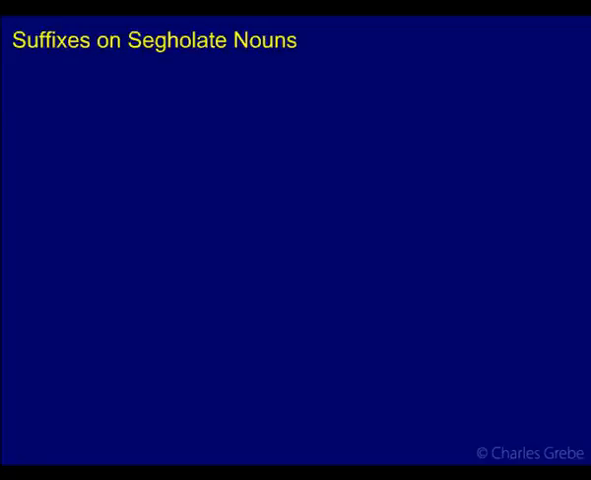Suffixes on Segholate nouns. What happens when you add suffixes to Segholate nouns? Let's first look at what they are again, just to remind ourselves. Remember, melech is a Segholate. This is one we always seem to use. King.